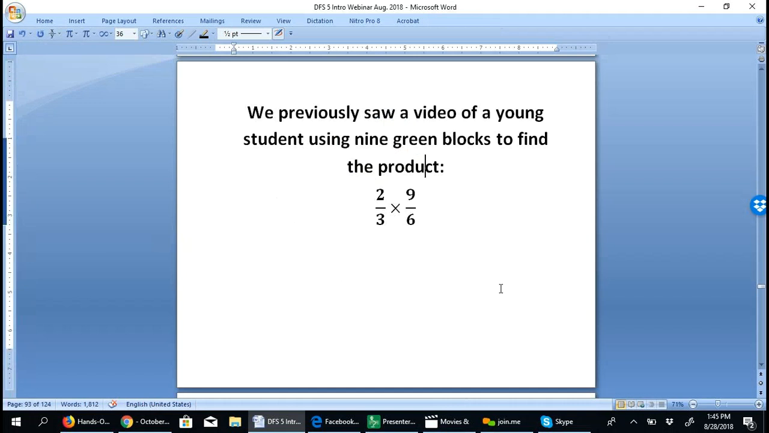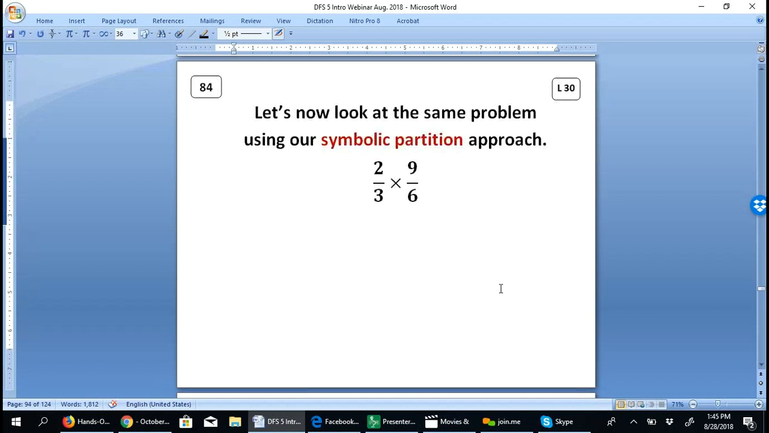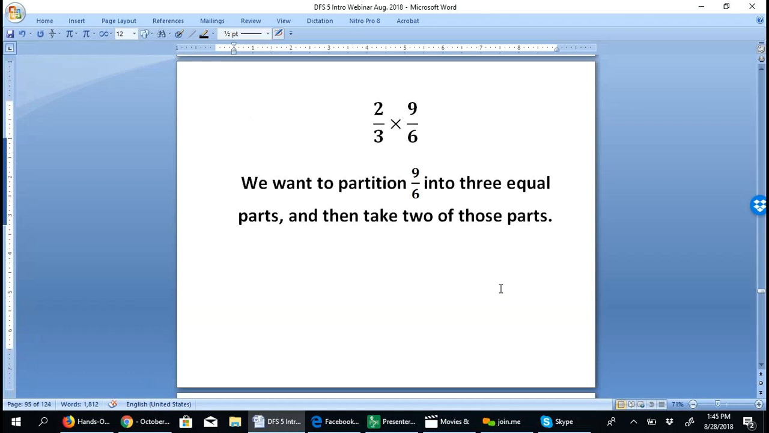Okay, we previously saw a video of a young student using 9 green blocks to find the product 2/3 times 9/6. Let's now show a different approach, the symbolic partition approach. We're going to partition 9/6. Can you text chat for me? What will each part look like if you partition 9/6 into 3 equal parts? What's the value of each part?